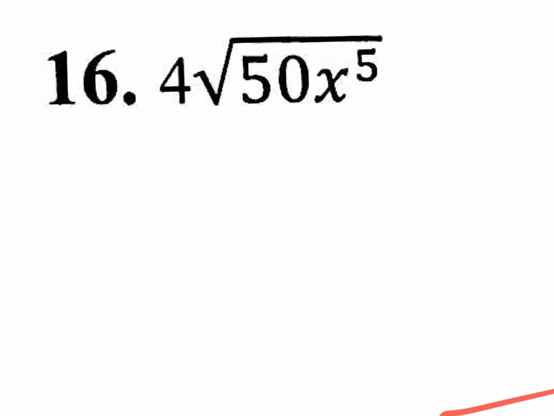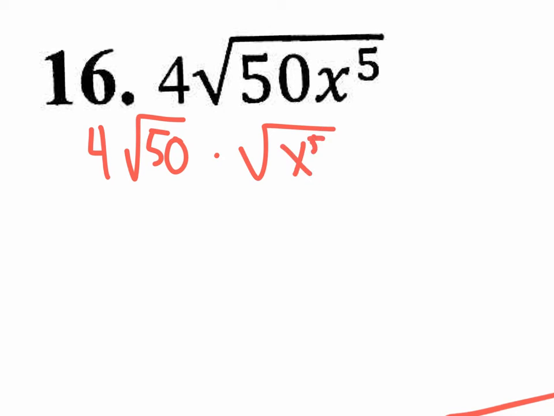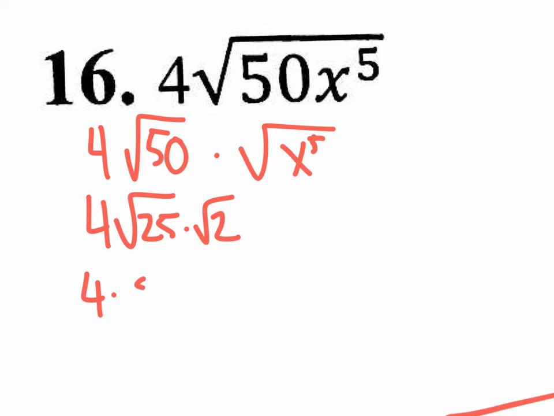Number 16 on last week's quiz. Let's split that root. The 4 is going to stay out. You're going to have the square root of 50. You're going to have the square root of x to the 5th. So the square root of 50 becomes what? Square root of 25 times 2, right? So you split the root, and you end up with 4 times 5, because the square root of 25 is 5, times the square root of 2, which means that you end up with 20 times the square root of 2.